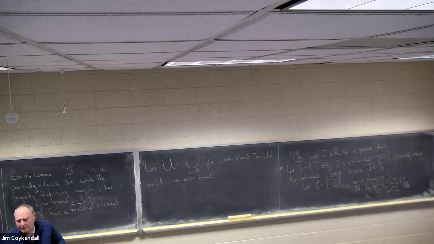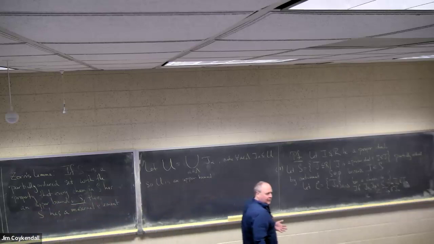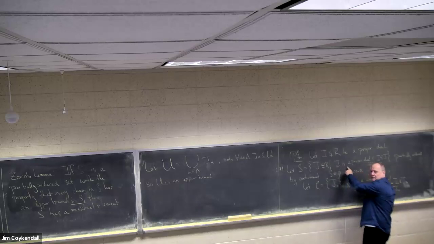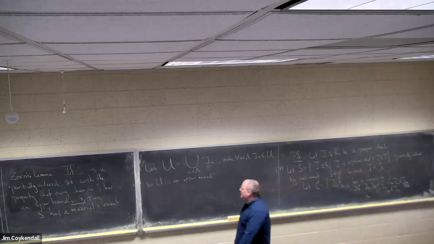Here's what I don't know: I don't know that U is an element of S. I know it's an upper bound as far as a set goes, this collection contains all the J alphas, but I don't know it's still an element of my set S. And what does it take to live in S? Well, you've got to be a proper ideal, and you have to contain I. Well, I've got that part.